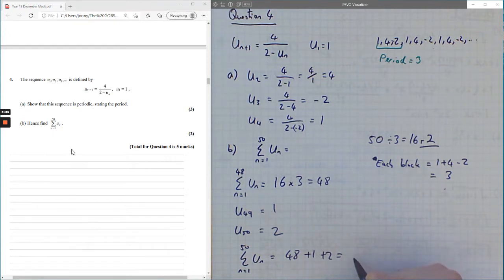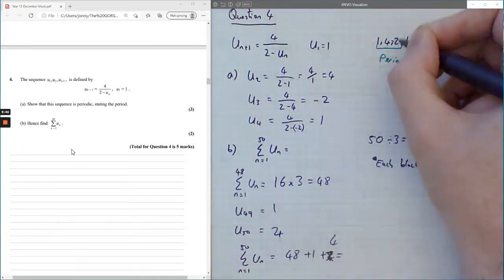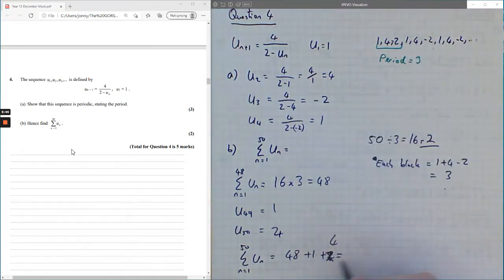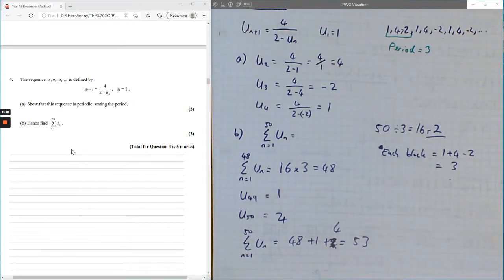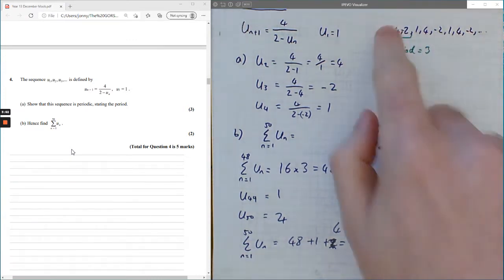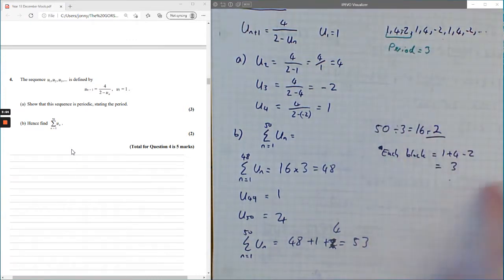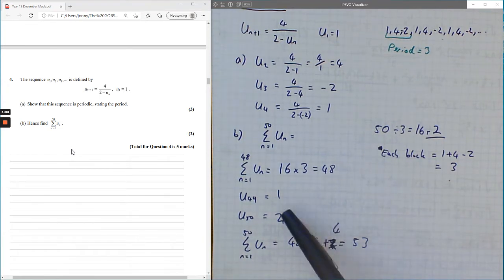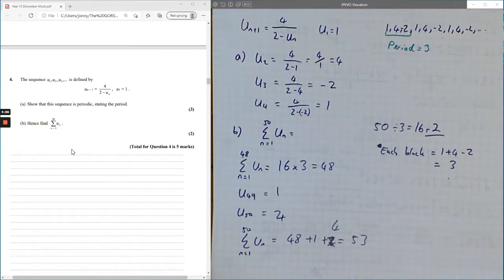So the sum of the first 50 is the 48 added to the 1 added to the 4. So that's 4 up there, isn't it? I don't know where I got 2 from, which gives us 53 as our final answer. So it's logic that you've got to use there to work out how many full blocks, then work out what each block adds up to, and then work out any that you've got left over and what those terms would be in the sequence. So that's the 2 remainders, the 49th and the 50th term, and add them up.